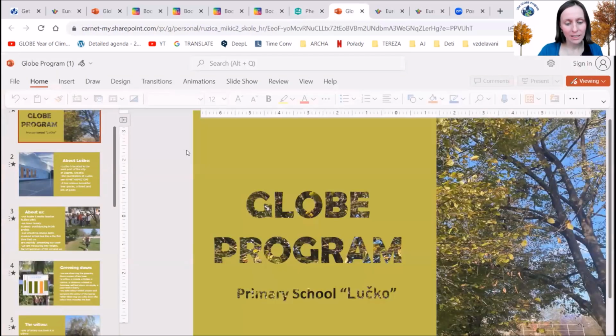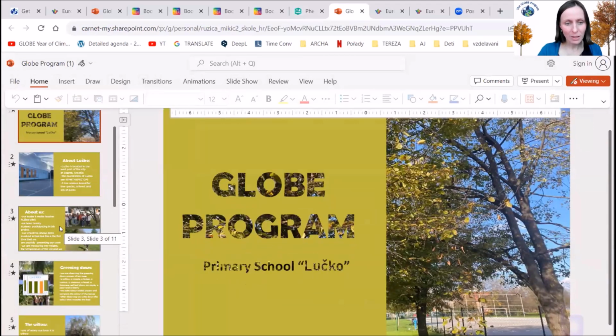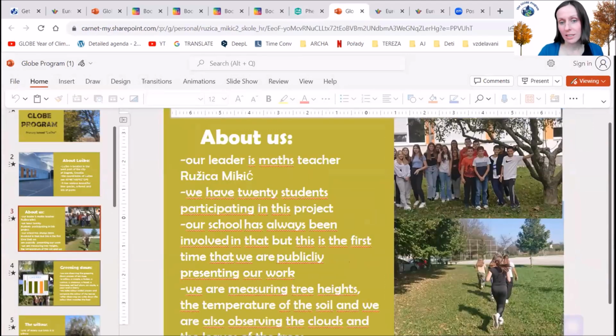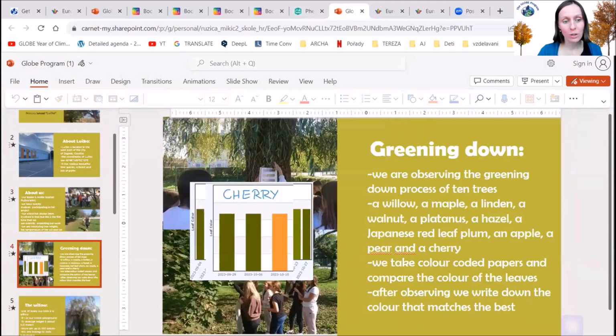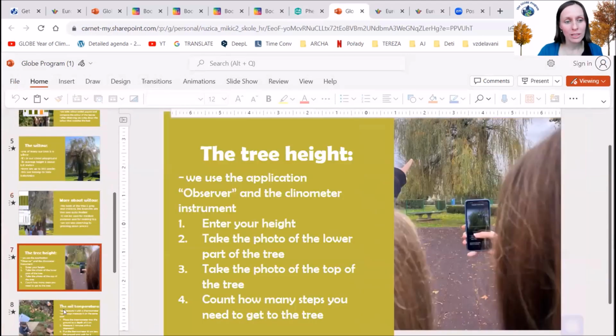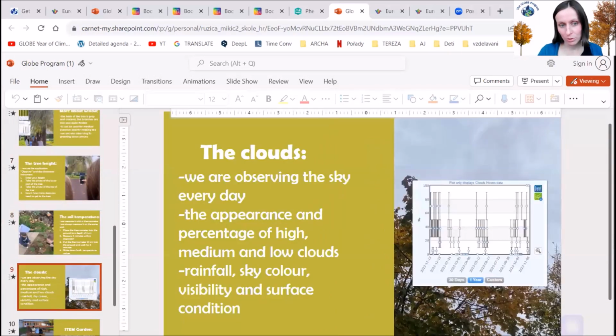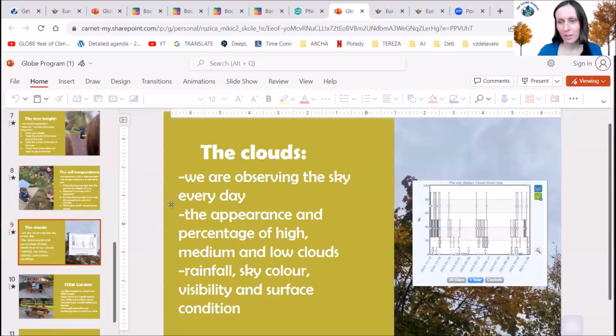Then we have several presentations. This one is by primary school Lučko, where the school not only did the tree observations in the autumn, but also learned more about the trees, about the tree height, also measured the soil temperature, and observed the clouds during autumn. So a lot of work being done, and the results put together in a presentation.